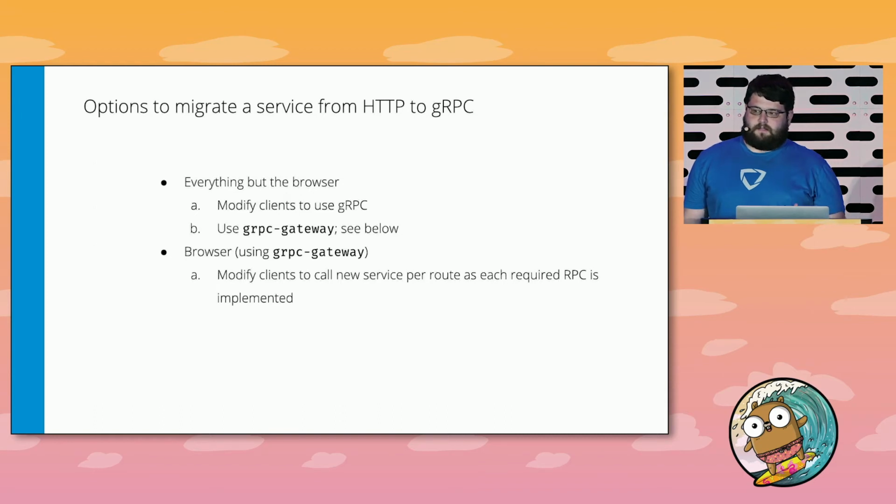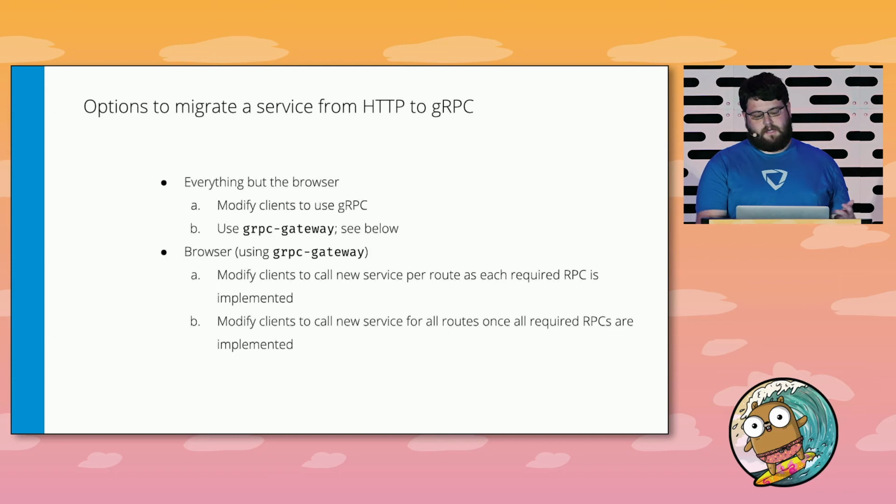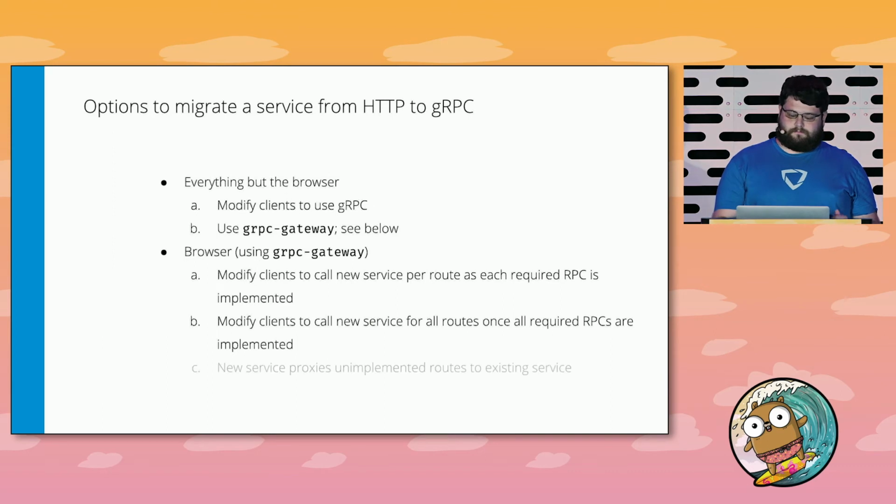You can modify the clients to call each new method as it's implemented in the new service. That's nice because it's an iterative approach, but it means that you're changing a lot of places in the client code. You can also modify clients to use the new service once you've implemented all the routes in the new service. The issue is you have to wait until all the RPCs are implemented, which could take some time. And if you're doing a cutover all at once, that might lead to some issues and bugs that you have to iron out. So we came up with a different method that lets you combine the best of both worlds.